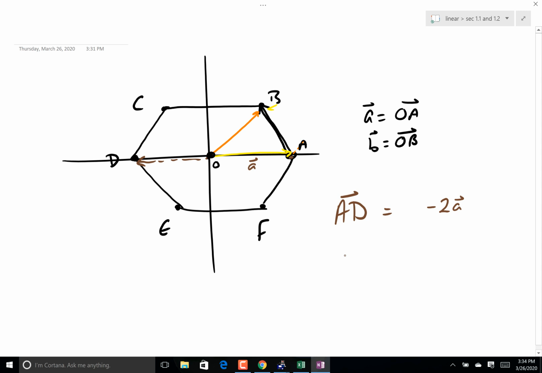Let's see here. What if I did CF? C to F. That's this direction.